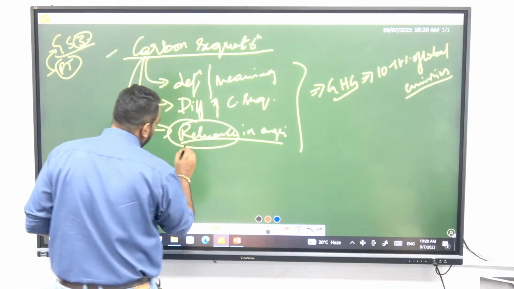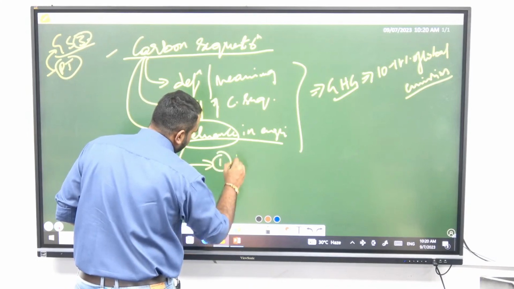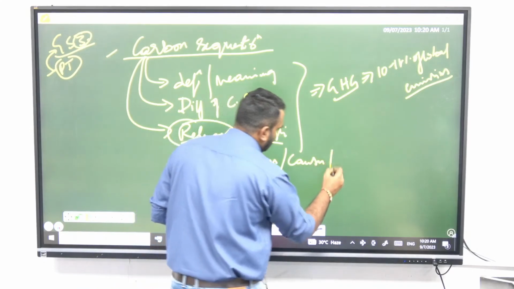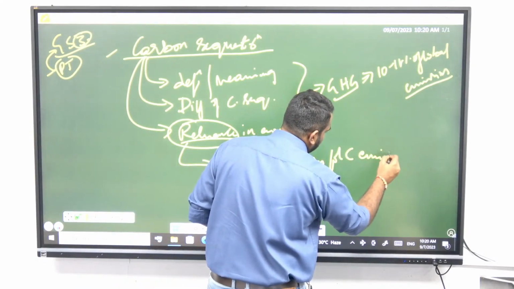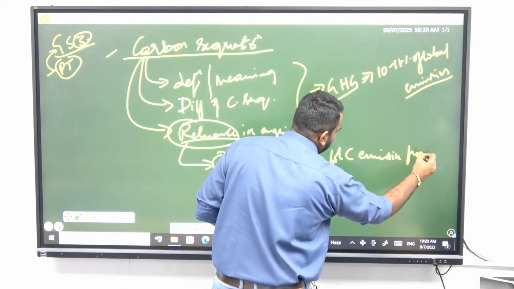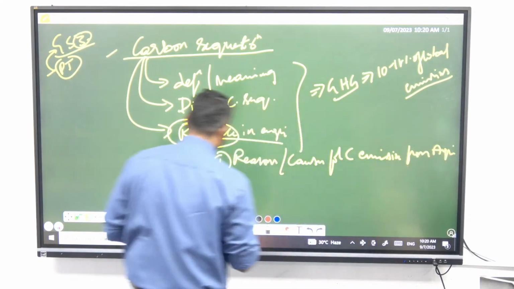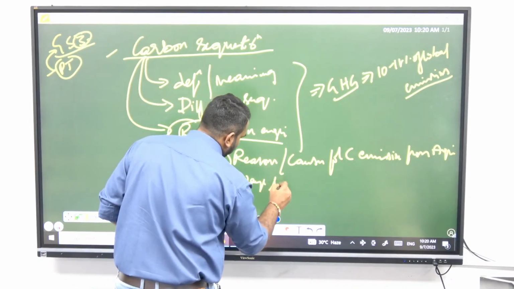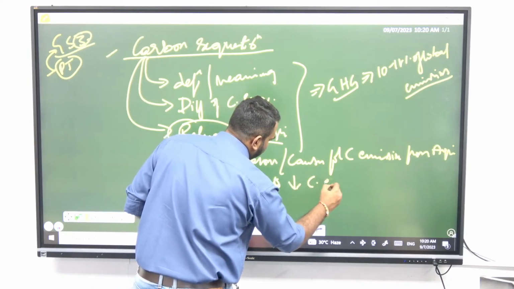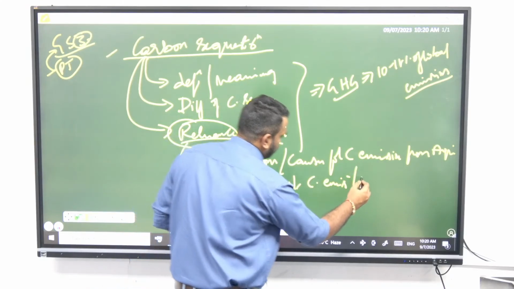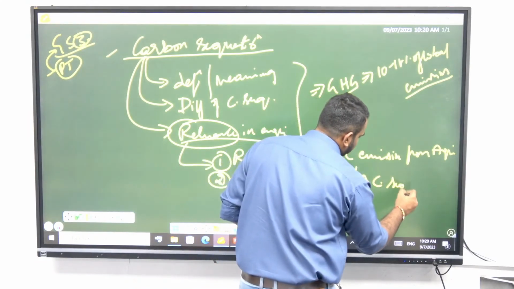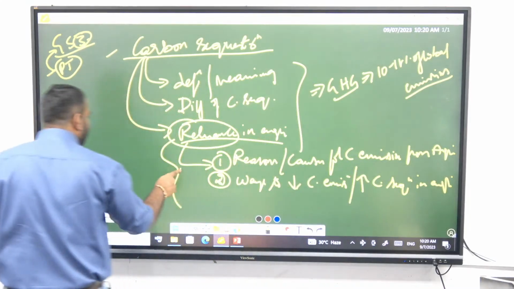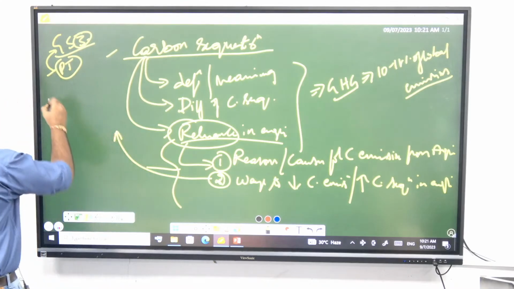Now when I say relevance, what you have to do is, one, reasons or causes for carbon emissions from agriculture, right? So this is one important dimension. Next one, ways to reduce carbon emission or ways to increase carbon sequestration in agriculture, right? So these two dimensions.